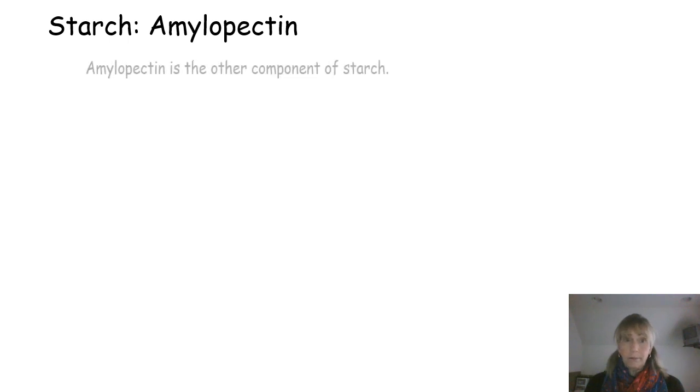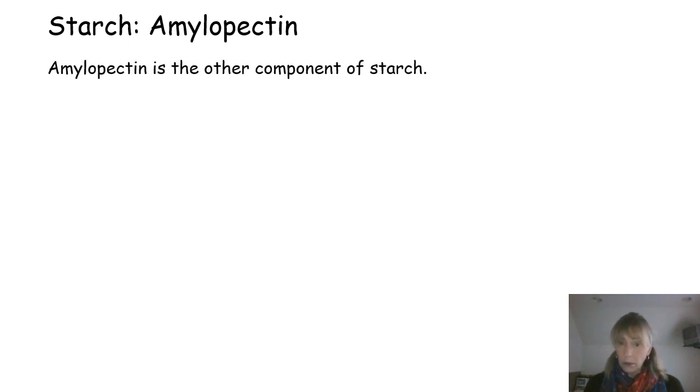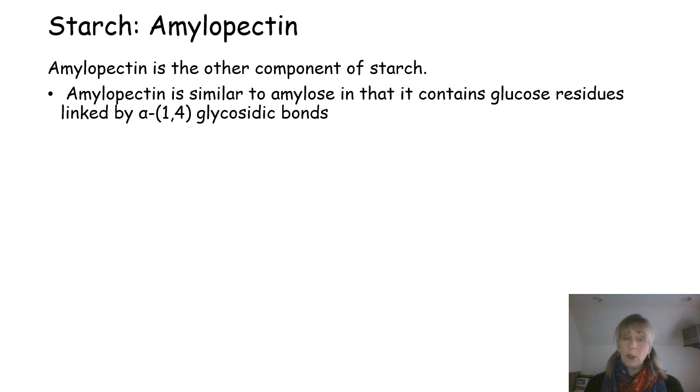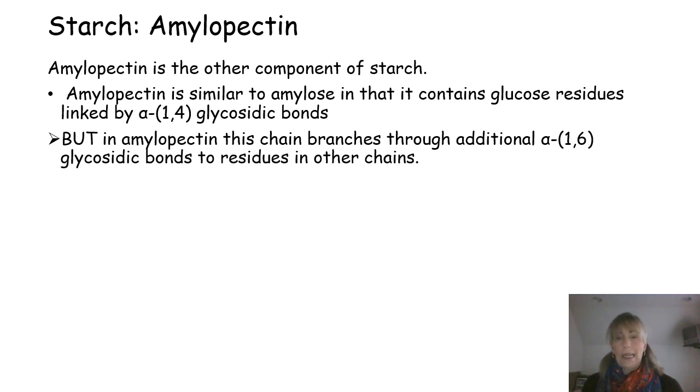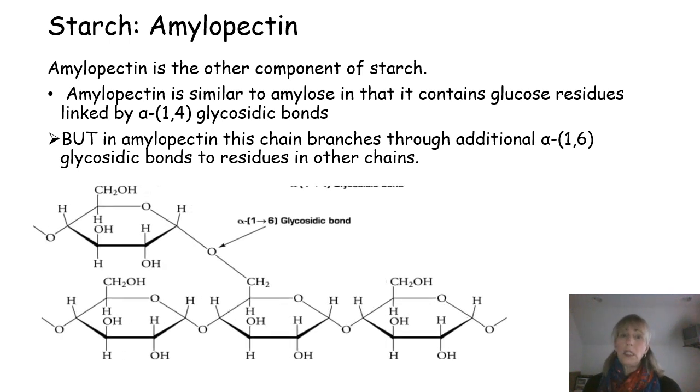Amylopectin. It is the other component of starch. Amylopectin is similar to amylose, except it contains glucose residues linked by alpha 1,4 glycosidic bonds, but in amylopectin, this chain branches through an additional alpha 1,6 glycosidic bond.